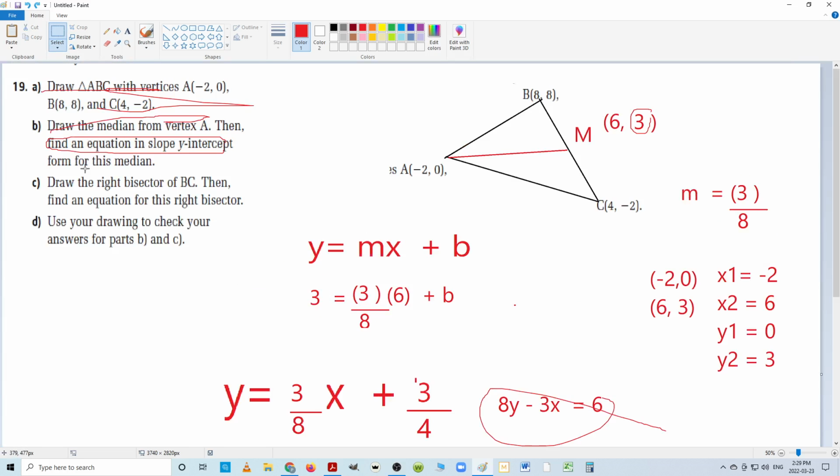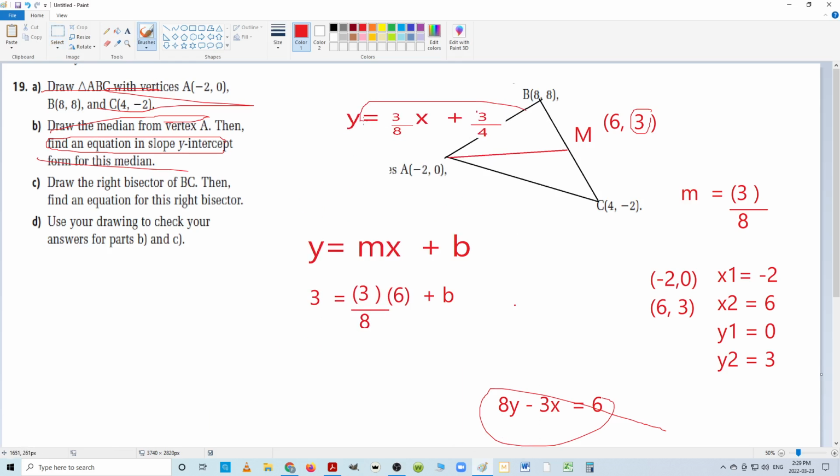Have we answered all of B now? Yes, we have this formula. This red formula, by the way, represents this red line right up there. If I was to punch this into Desmos, it'll go right through this triangle.